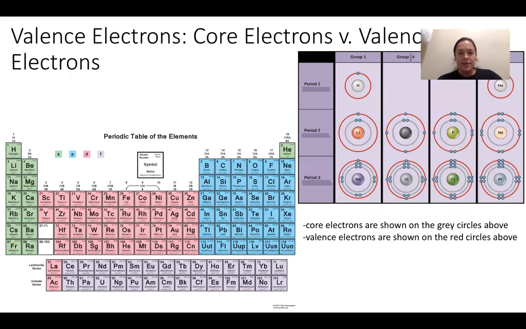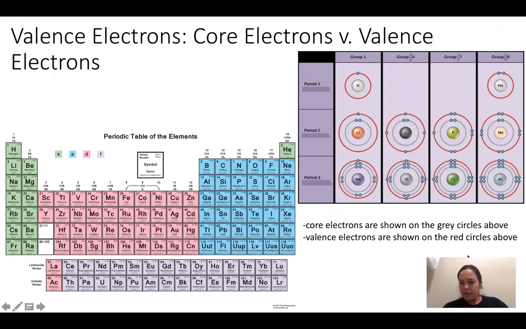All right, a lot of you have questions about what a valence electron is and what a core electron is. So here, looking at this picture, let me move my face. If we're looking at something like hydrogen, notice where hydrogen is on the periodic table. It's over here in the upper left-hand corner.